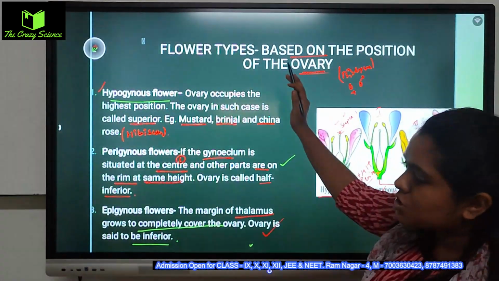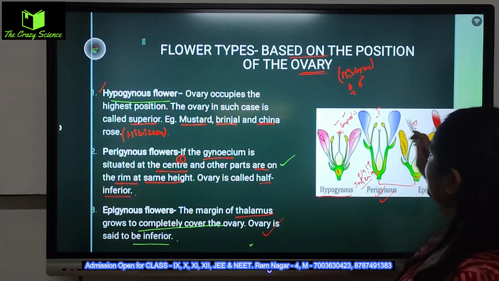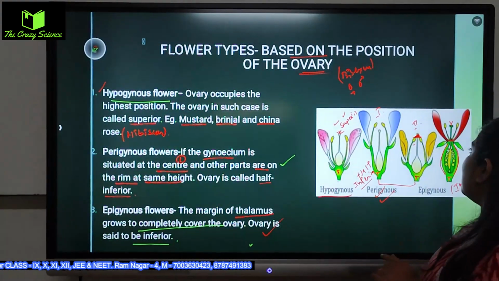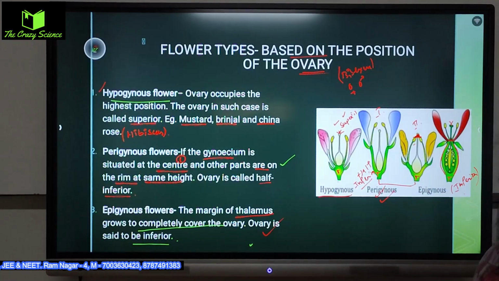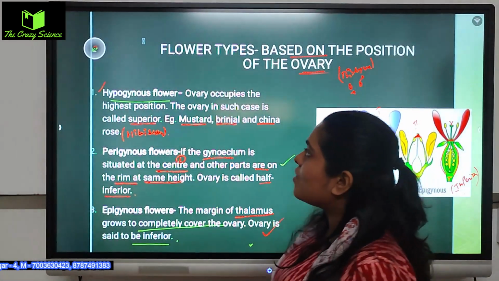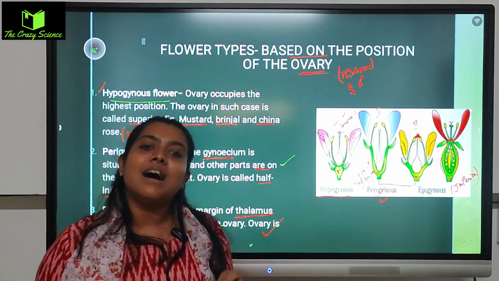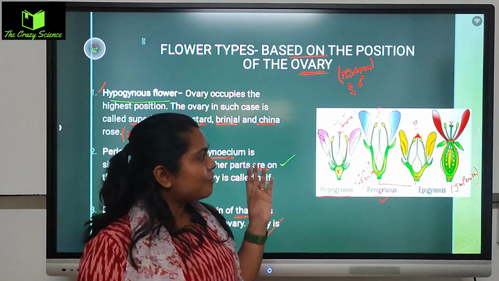So based on the position of the thalamus, there are three types. One is the superior, second is the half inferior, and the third is the totally inferior. And we are talking about the ovary over here. The ovary means the female part, the gynoecium part of the flower.